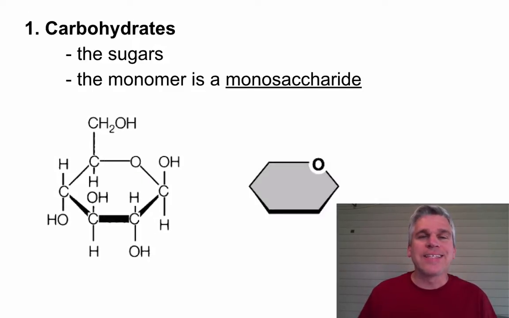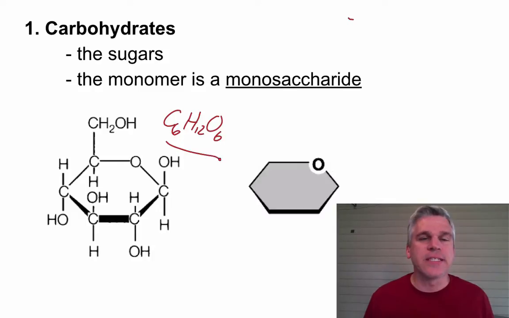And so here is an example of a monosaccharide. The one on your left, you can see where all the carbons and hydrogens and oxygens are. The one on the right is more of a simpler way of showing the molecule that you see on the left. And if I were to write this out, we would count that there are 6 carbons, 12 hydrogens, and 6 oxygens. So that C6H12O6 tells us that this is a type of monosaccharide.